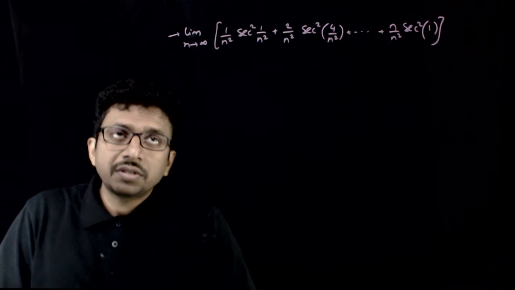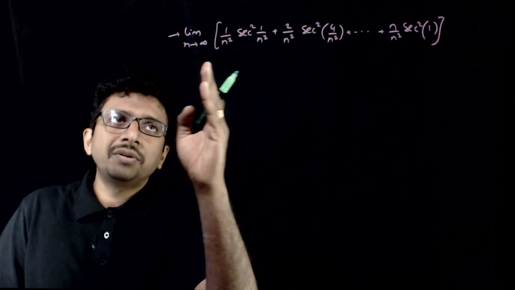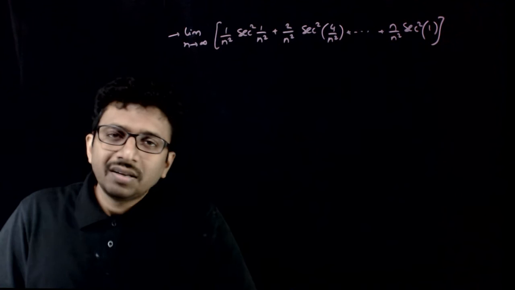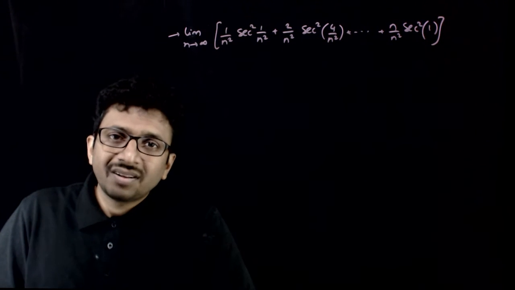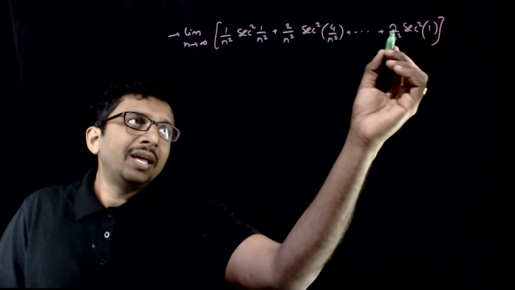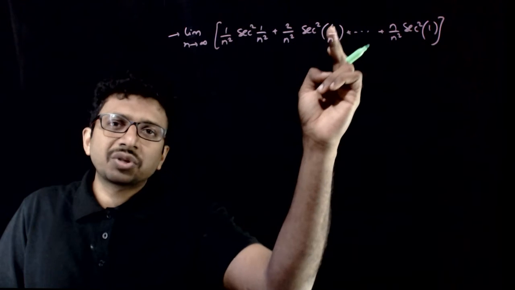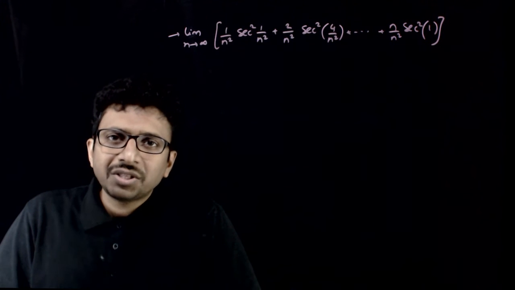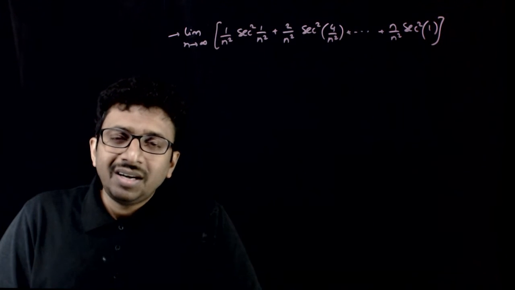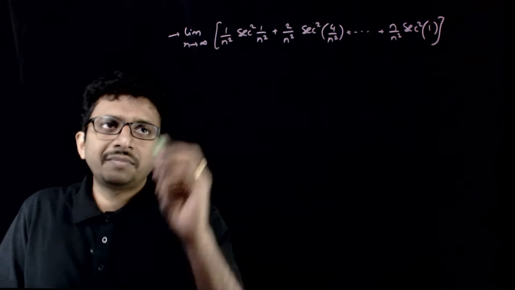So welcome students. In this question you're asked to find the limit as n tends to infinity of 1 by n square secant square of 1 by n square plus 2 by n square secant square of 4 by n square and so on up to n by n square secant square of n square by n square, which is equal to 1. Again, this is a question based on the concept of definite integral as a limit of sum.